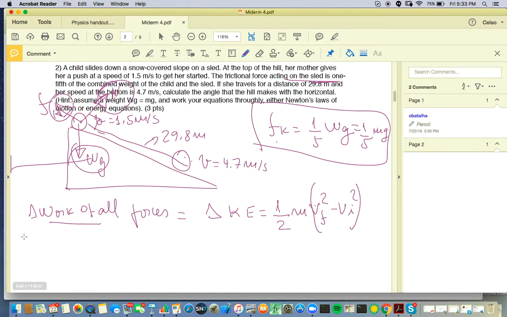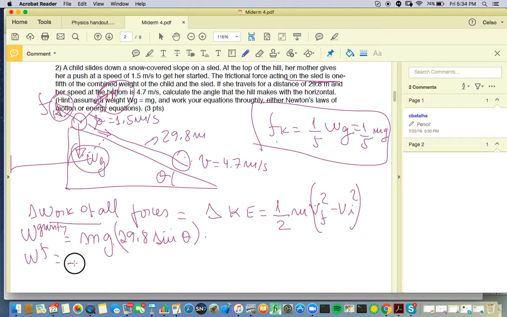So what is the work of all forces? It is the work done by gravity, which is mg times the vertical displacement, which is 29.8 sine of the angle theta, so mg sine theta times the displacement. So you can see this as mg times the vertical displacement, or you can see that mg sine theta, which is the projected force of gravity along the x direction, is the component that is really doing work along the x direction. If you take this component mg sine theta and multiply it by the displacement, you have the work done by gravity. And the work done by friction is a negative work given by the friction times the displacement.